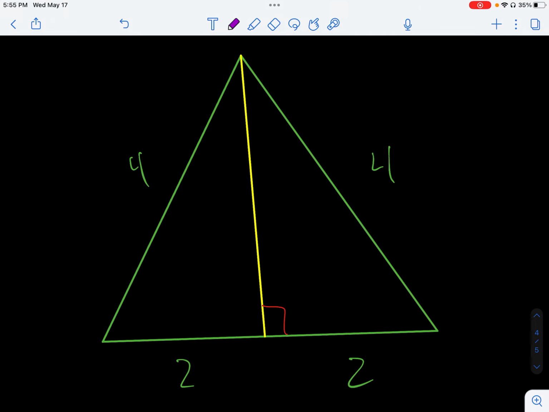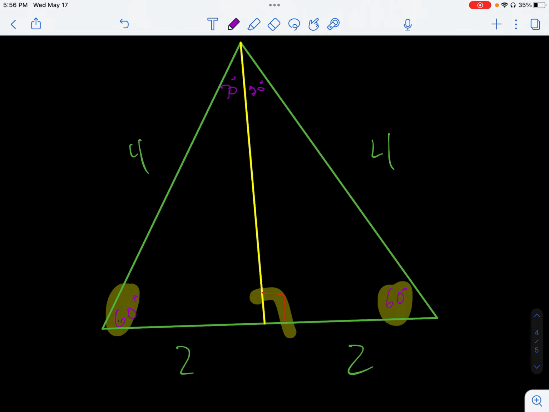Let's look at another example. Here we have two 30-60-90 triangles. And we know that because we have a right angle down here. This is 60 degrees. This is 60 degrees. So these have to be 30 degrees. So we know we have an equilateral triangle cut by a perpendicular bisector.